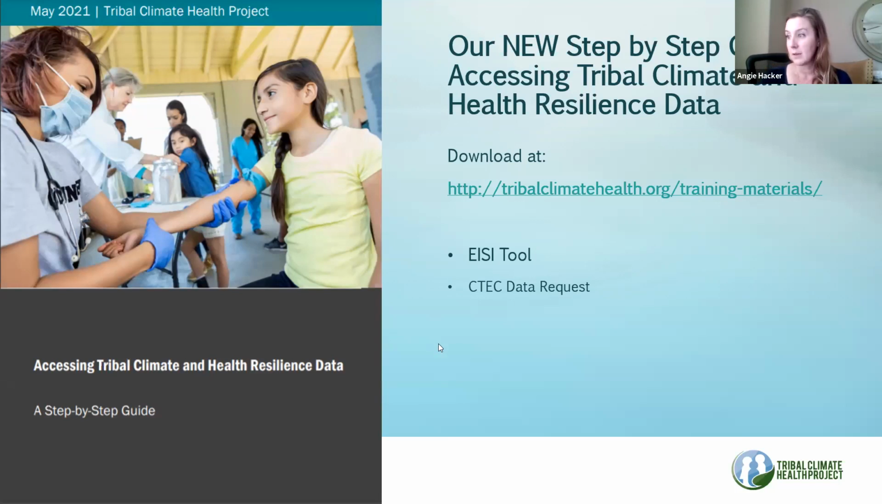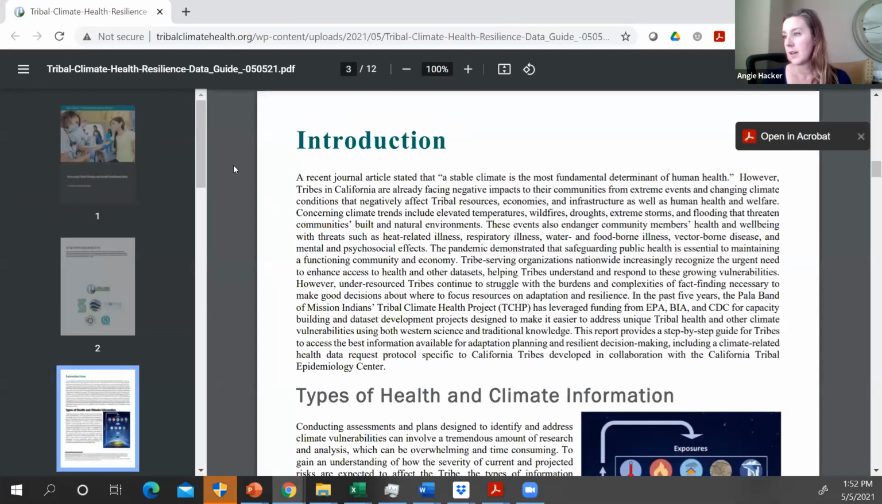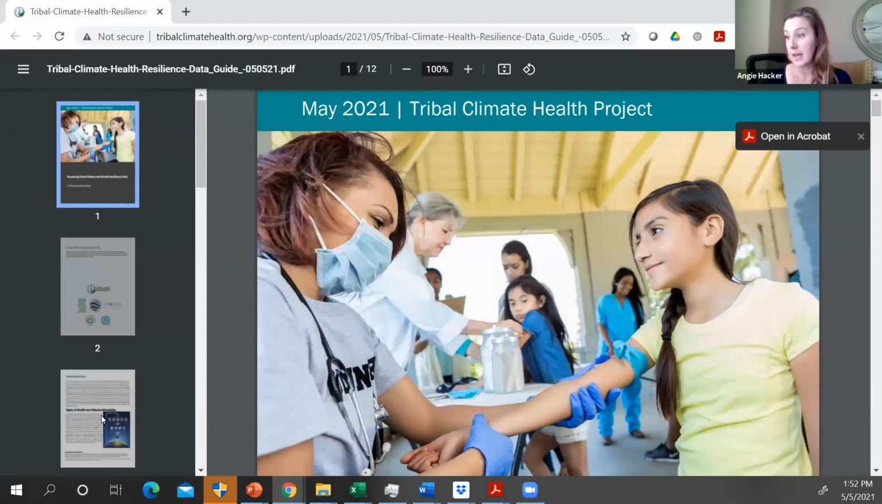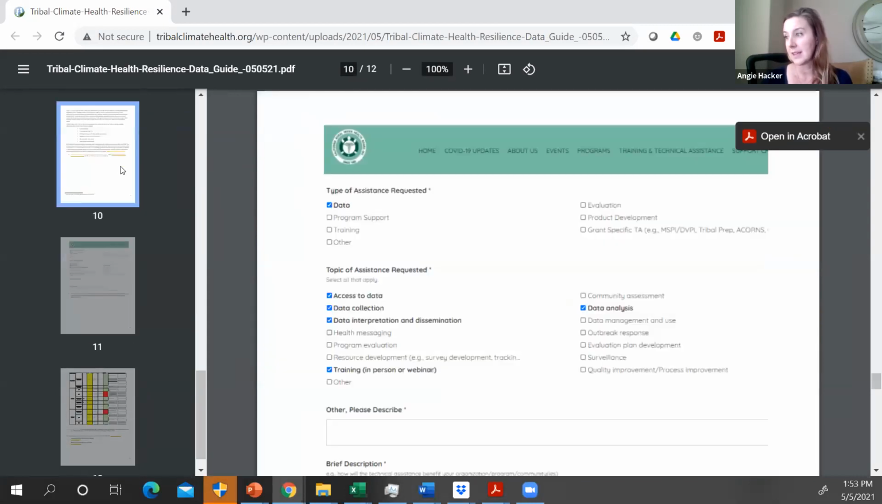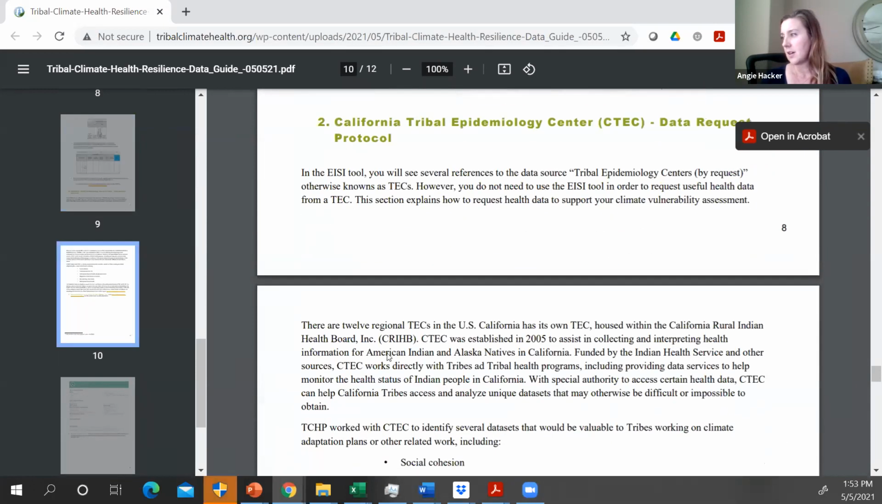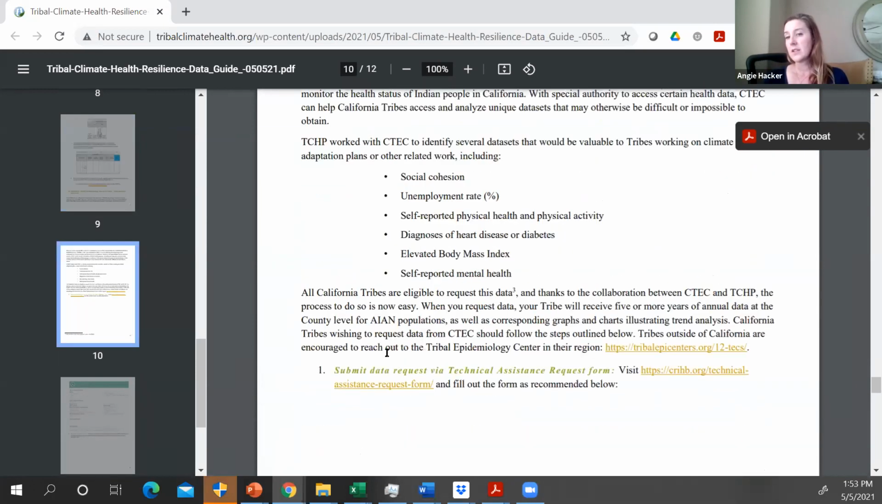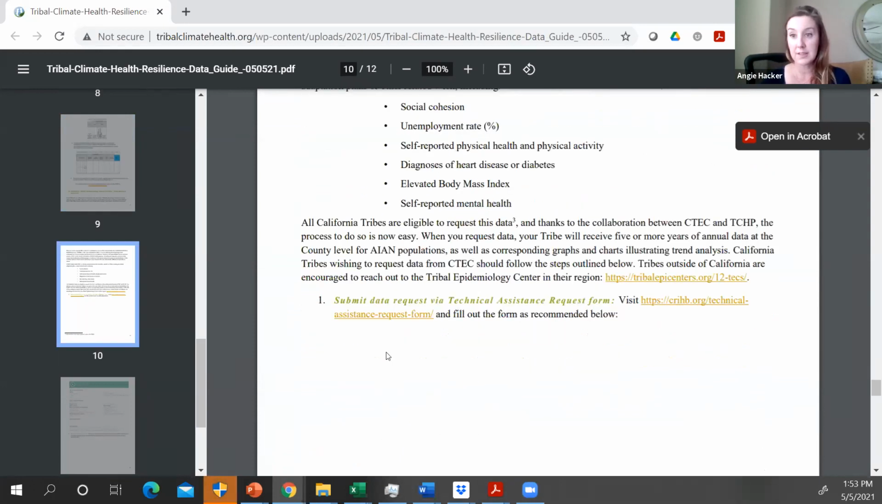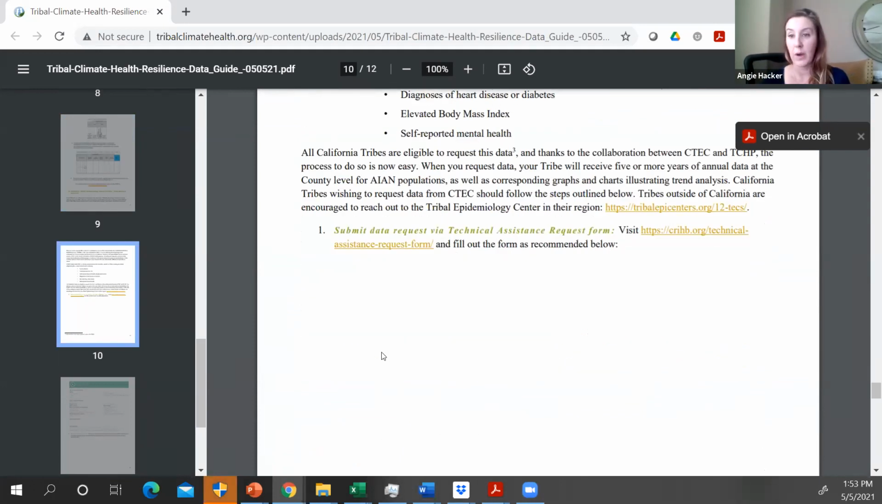And so let me pull up the guide itself. It's not the longest guide in the world. I just want to go down to the CTEC section, which starts on page 8. It talks a little bit about the data that's available, but your first step is to just submit a data request for technical assistance through the technical assistance request form. And so the link is here. Kelly shared the link as well. Kelly, if you are able, can you drop that link right into the chat box as well?